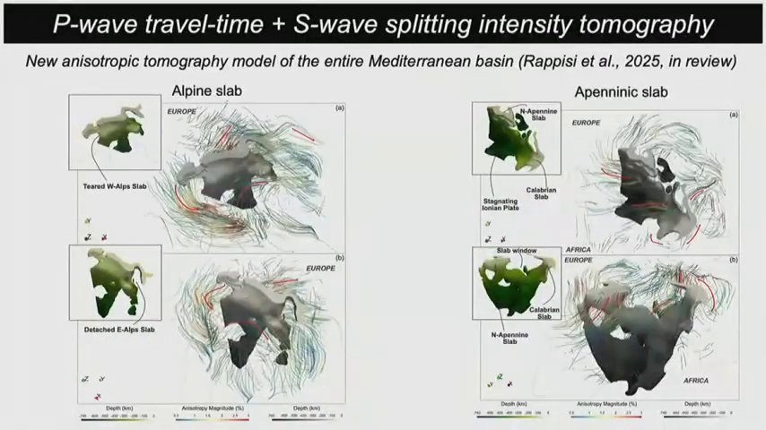Okay. Just want to say that now we have done a step further, and we have done a joint inversion of P wave travel time and S wave splitting intensity, which are more sensitive to seismic anisotropy. And I just show you the result, for the entire Mediterranean, from the Alpine area, Apenninic slab, and now we have this new way of representing the fast direction. So with the streamlines, we basically help reconstruct the mantle flow around the slab and in the mantle wedge.